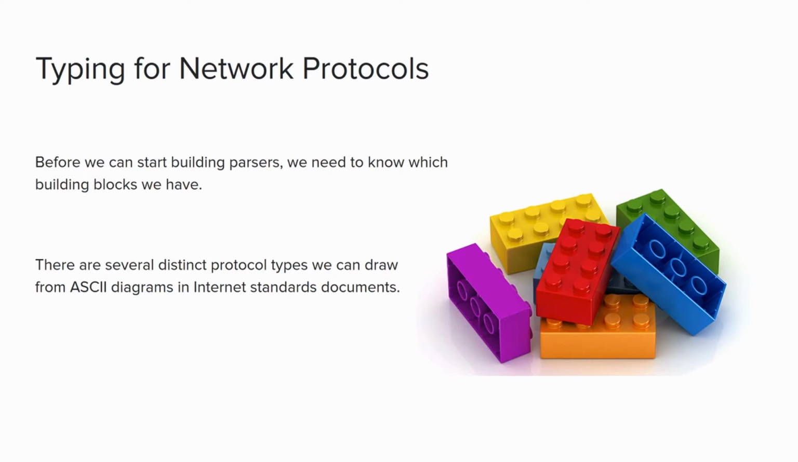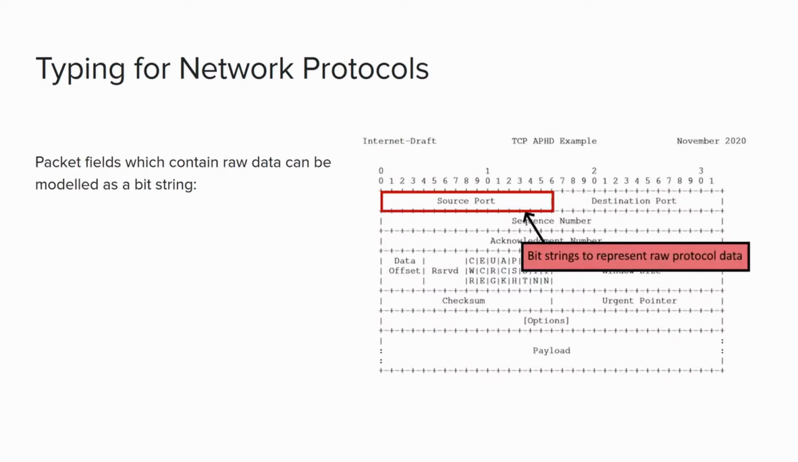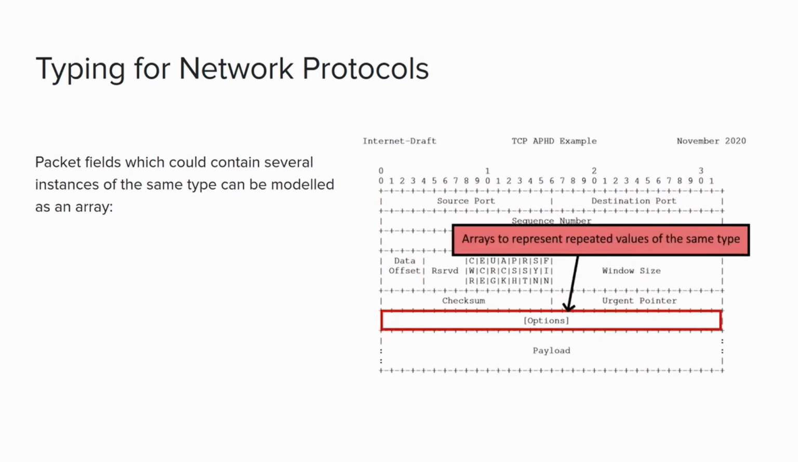There are several basic types that we can identify from protocol standards documents, so we'll take a look at a TCP header as an example to demonstrate this. Fields which contain raw data can be modelled as a bit string, so source port is just a 16-bit unsigned integer, that's just raw data. Fields which could contain one or more of the same element could be modelled as an array.